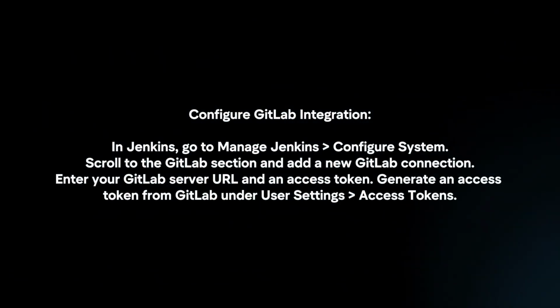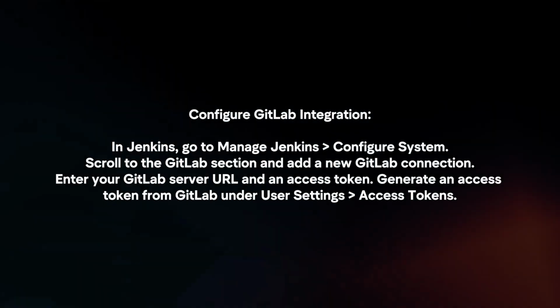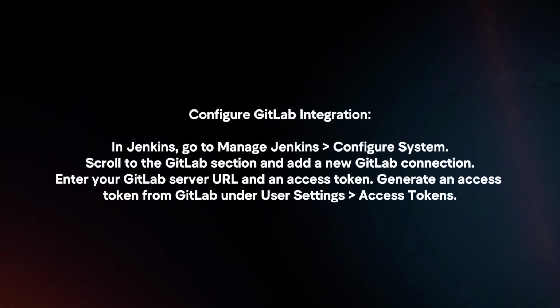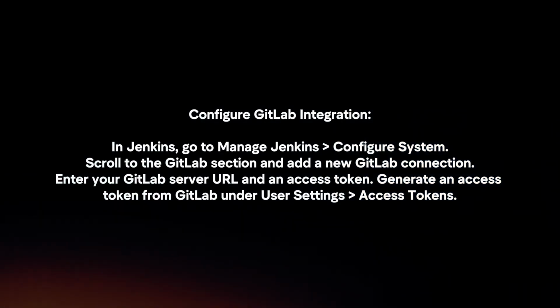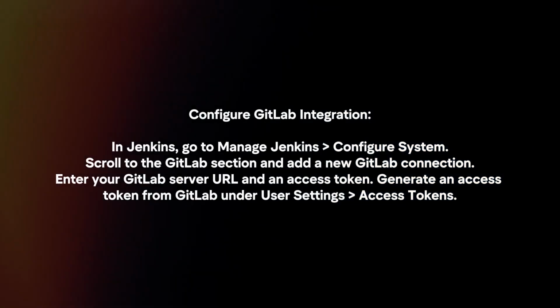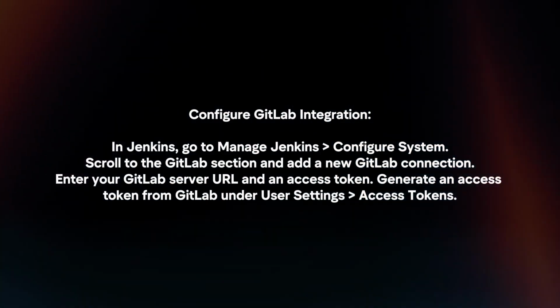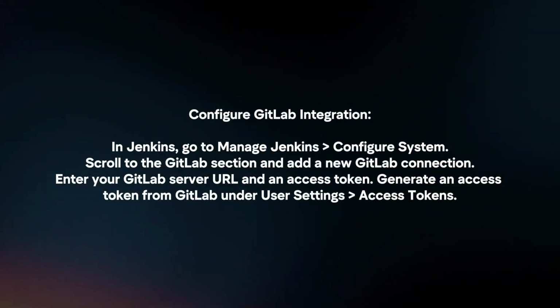In Jenkins, go to Manage Jenkins, Configure System. Scroll to the GitLab section and add a new GitLab connection. Enter your GitLab server URL and an access token. Generate an access token from GitLab under User Settings, Access Tokens.